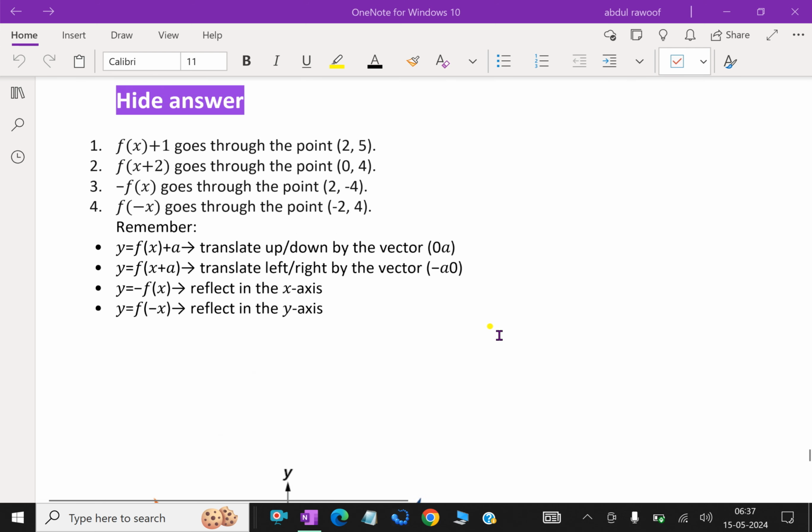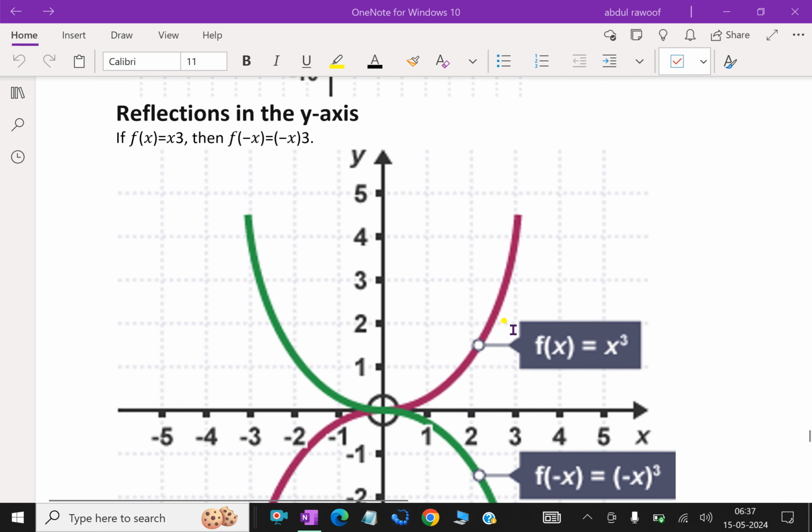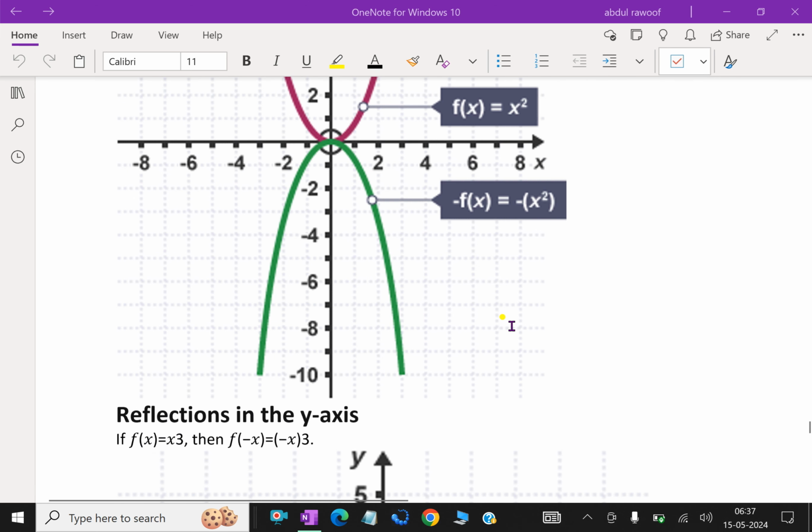So far we discussed transformation of graphs, specifically reflection.